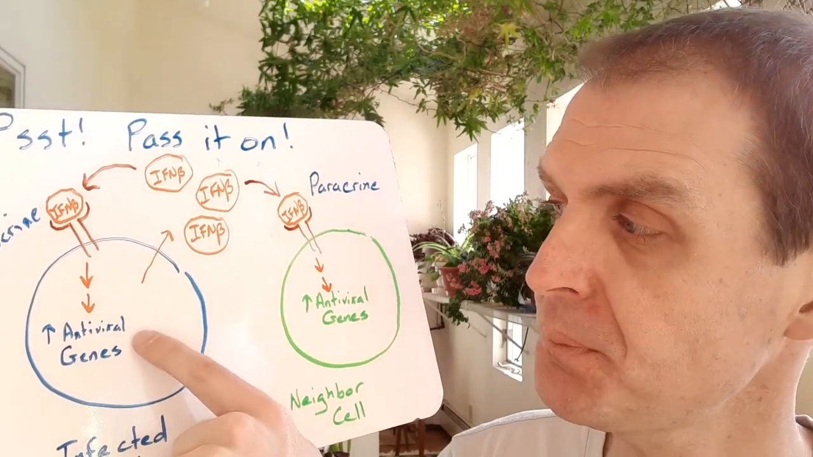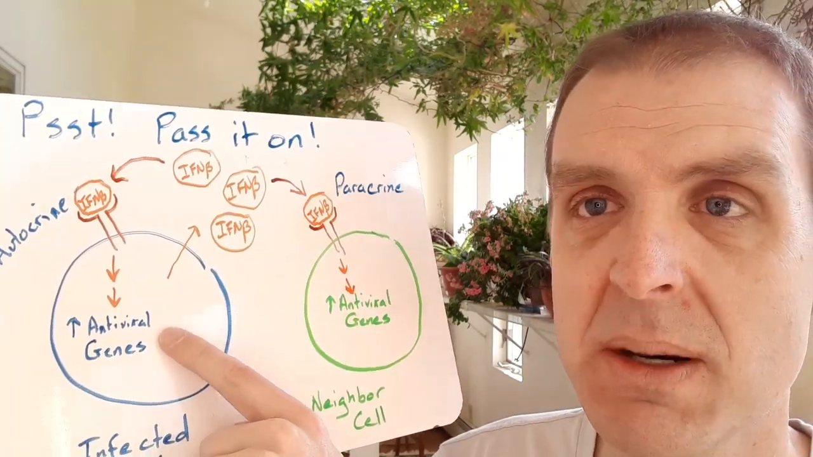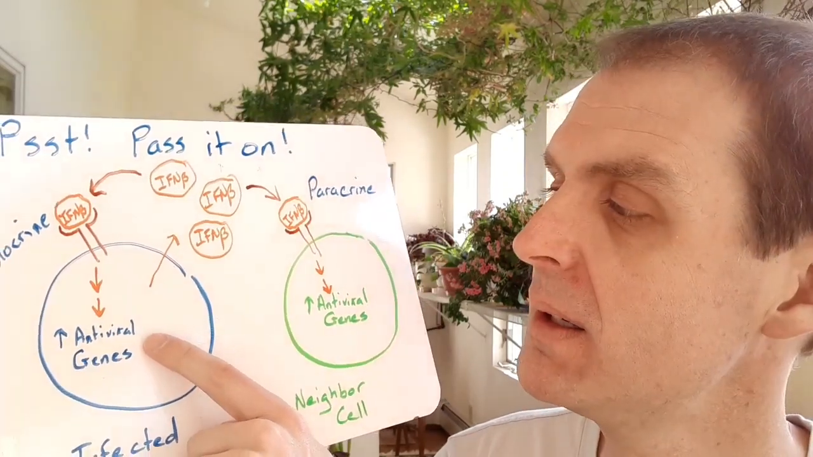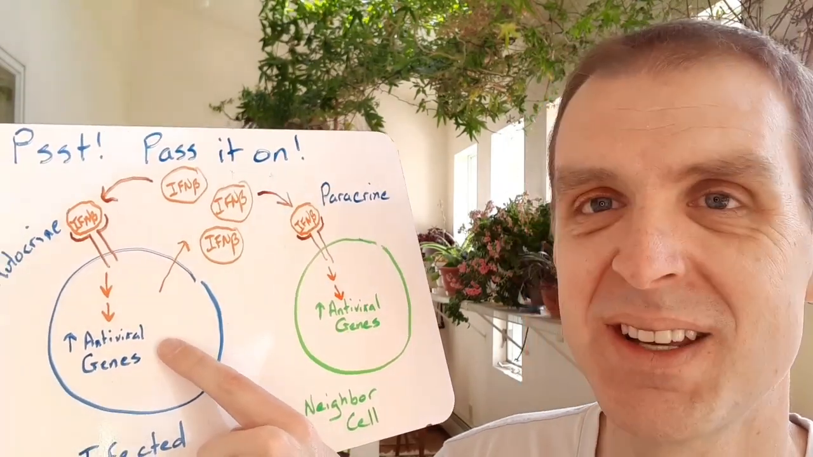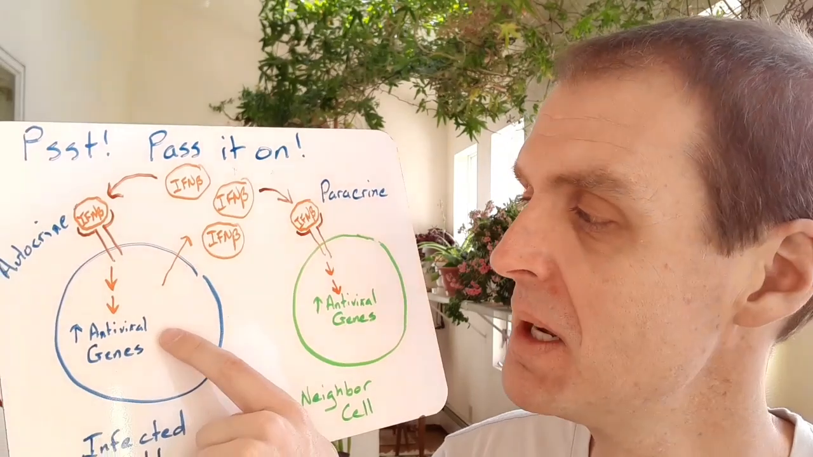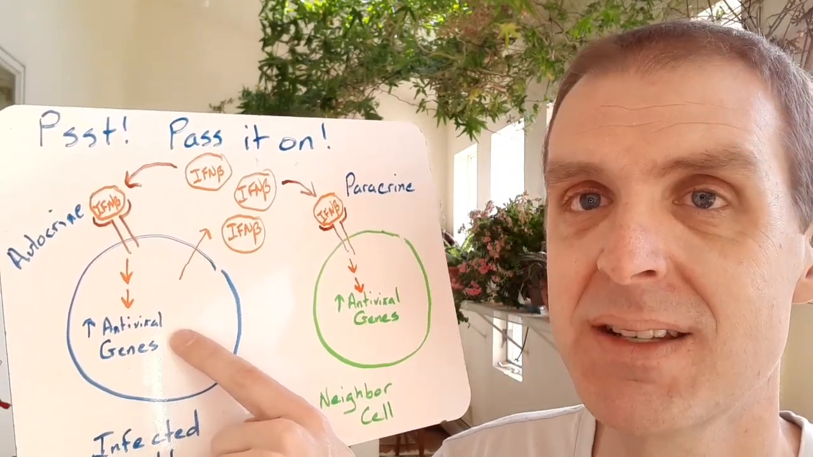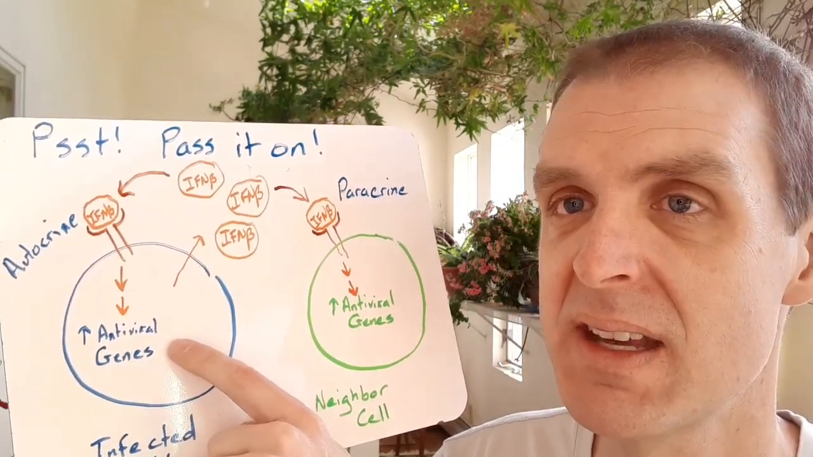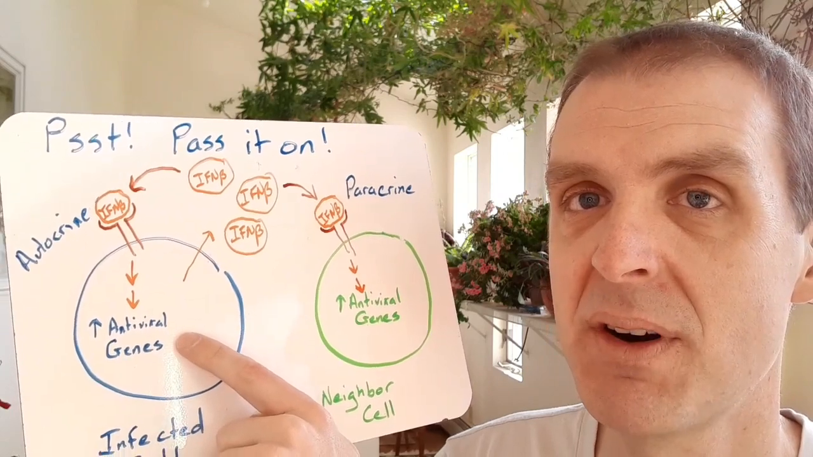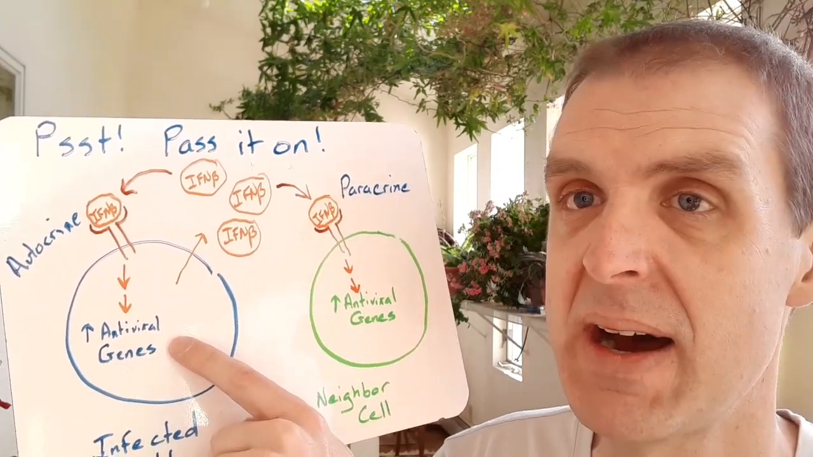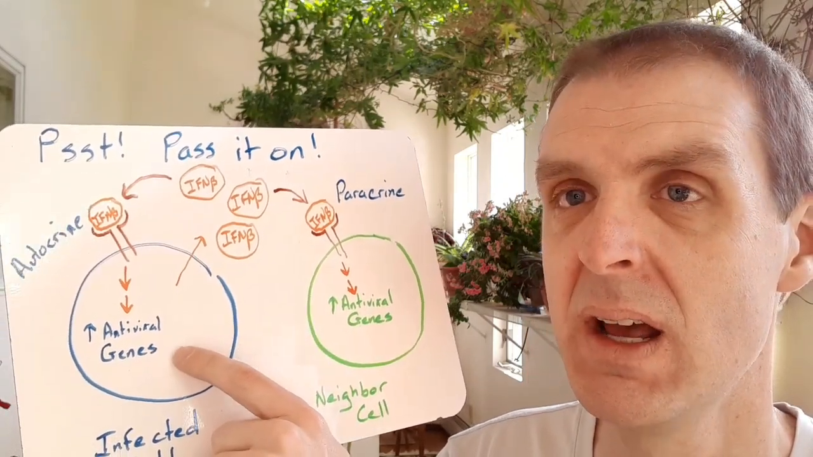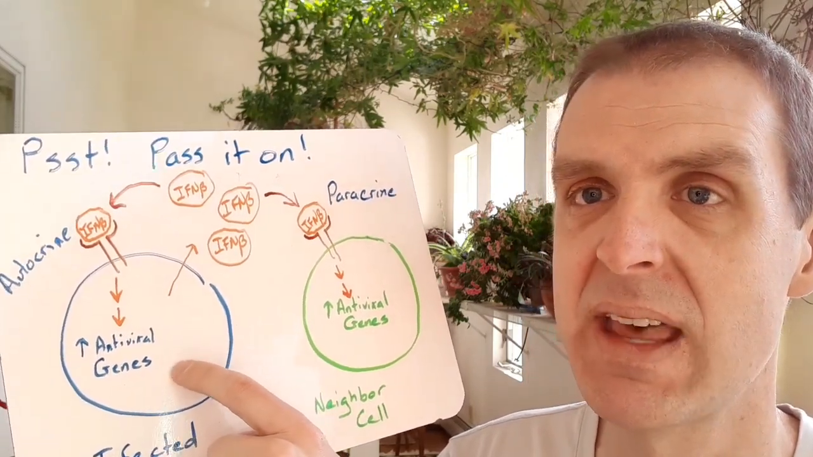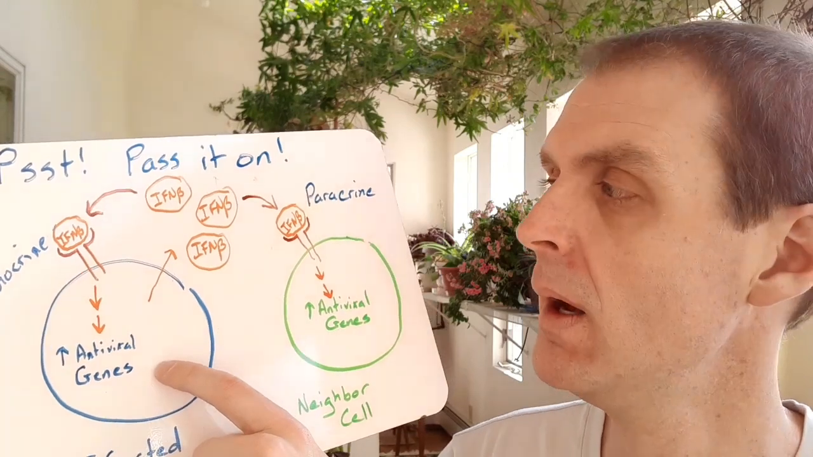And then a transcription factor called ISGF3, as the transcription factor complex, goes to the nucleus of that cell and binds to lots of promoters and induces antiviral genes, lots and lots of antiviral genes. So the cell that is infected can fight back against that virus that infected it.